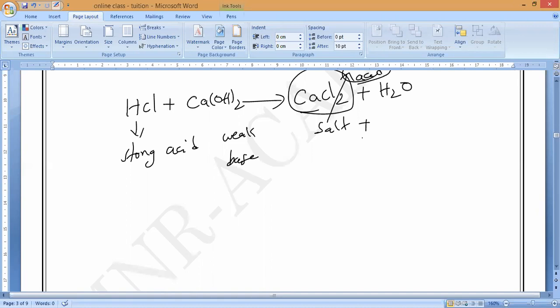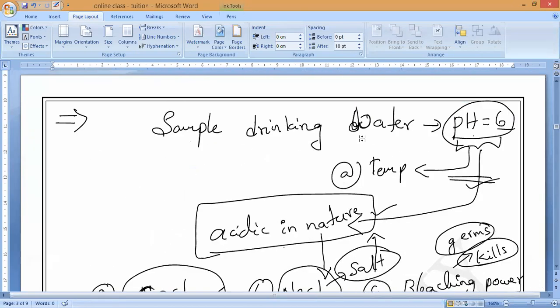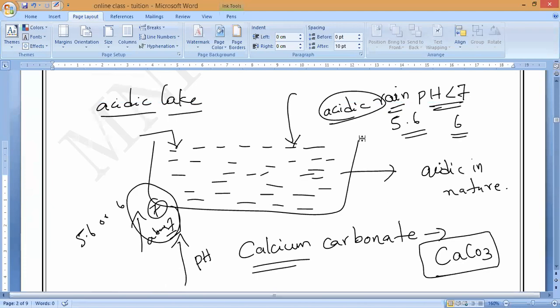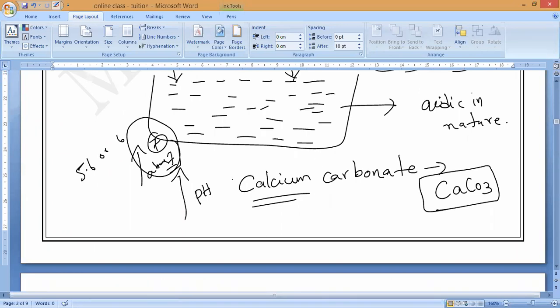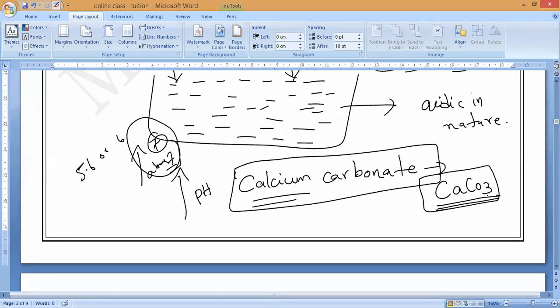Now, if the pH value for aquatic animals falls because of acid rain to less than 7, like 6 and 5.6, to neutralize it, what do we have to add, Ra? We have to add calcium carbonate. That is what you have to remember. What is that formula? CaCO3. Understand, all of you?